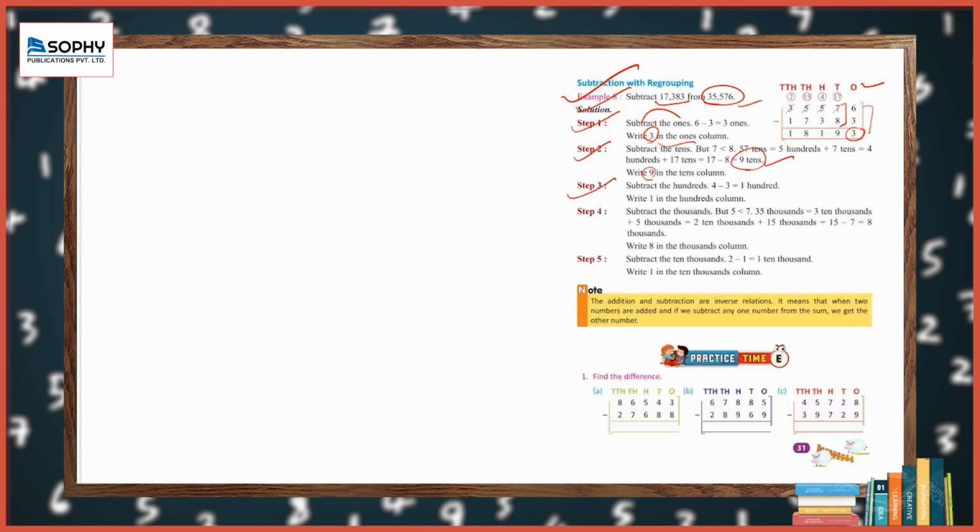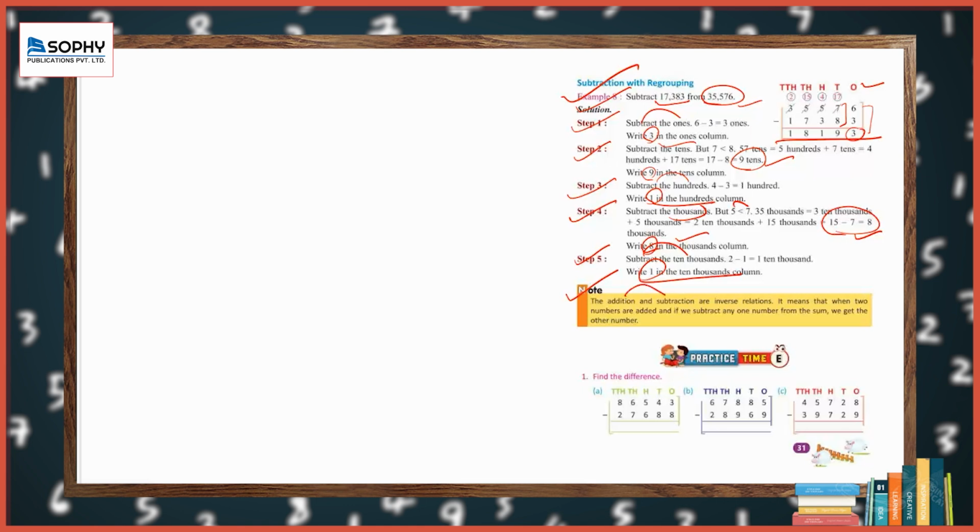Then we subtract the hundreds, that is we write 1 in the 100 column. Then we will subtract the thousands, but 5 is less than 7, so we borrow 1000 from the 10,000 column, students. Then when we subtract, 15 minus 7 is 8, we write 8 in the 1000 column, and in step 5 we will subtract the 10,000, that is we write 1 in the 10,000 column. So it becomes 18,193, students.